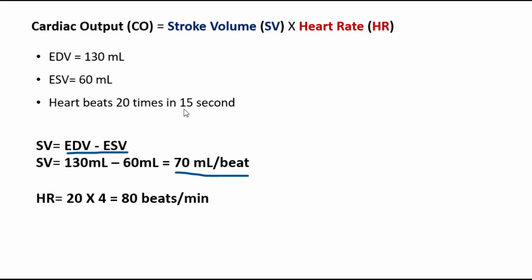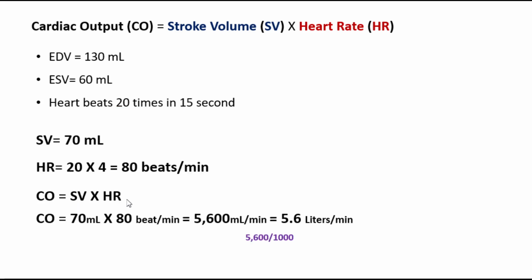And since we counted the number of pulses only in 15 seconds, obviously the 20 that we counted should be multiplied by 4. So heart rate in this scenario is 80 beats per minute. And in this case, when we calculate cardiac output, which equals stroke volume times heart rate, we end up with 5,600 milliliter per minute. And to convert milliliter to liter, we need to just divide milliliter by 1,000.